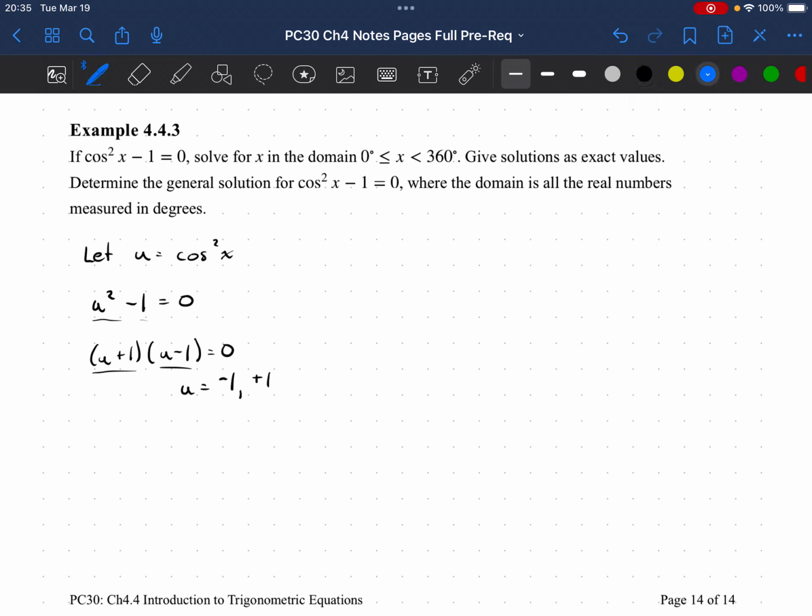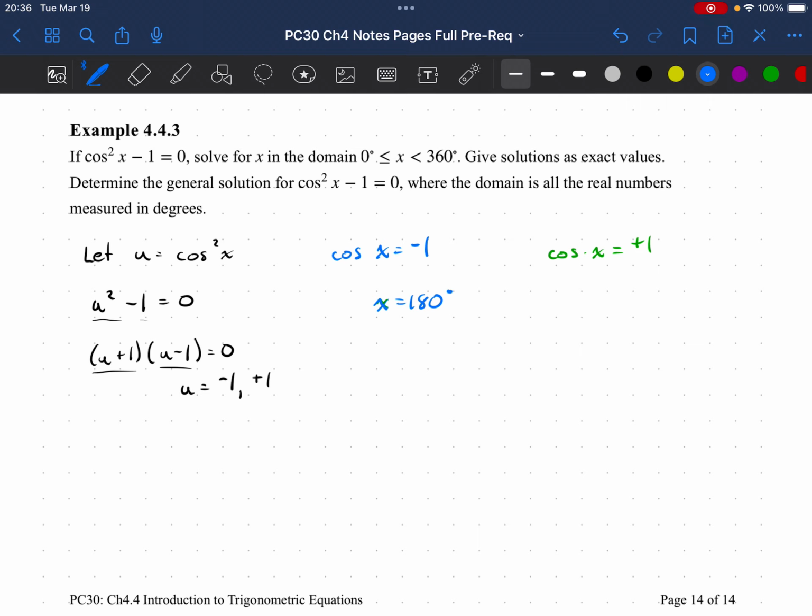So I'm going to separate these two out. I've got cosine of x is equal to minus 1, and I've got cosine of x is equal to plus 1. Now again, cosine is the x value on my unit circle. So I'm going to look for points on my unit circle where my x value is minus 1. In this case, I get x is equal to 180 degrees.